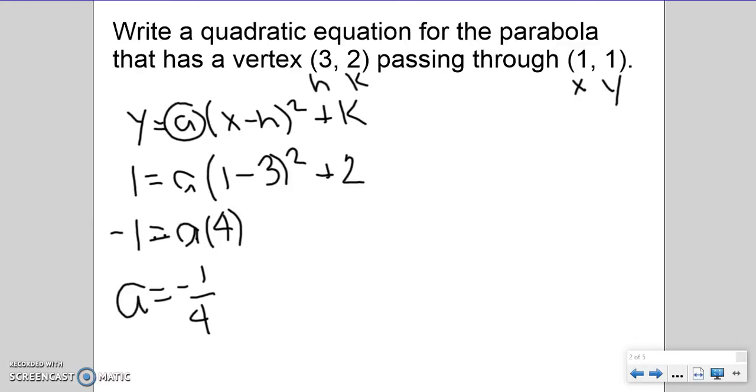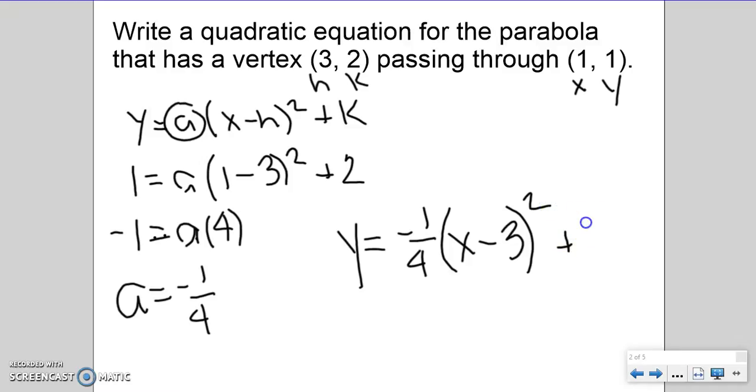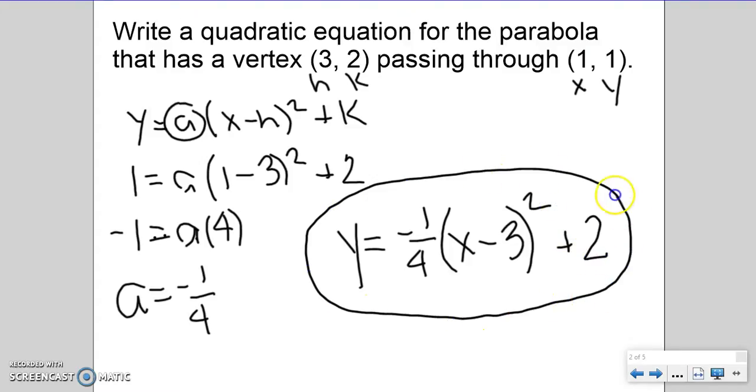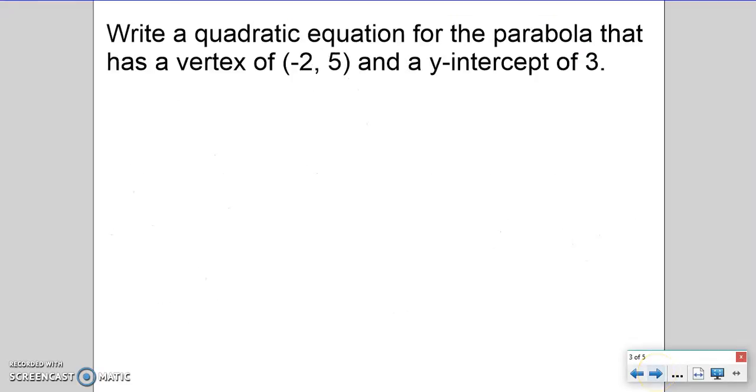So this a value and the vertex is what's going to actually go into my quadratic equation for our vertex form. So I'm going to have y equals negative 1/4, which is my a value, times x minus 3 out of our vertex, squared, plus 2. And this is the vertex form of the quadratic equation that has a vertex of 3, 2 that will also pass through the point 1, 1. We're going to do 1 or 2 more examples like this so that you can successfully write the quadratic function for your catapult.